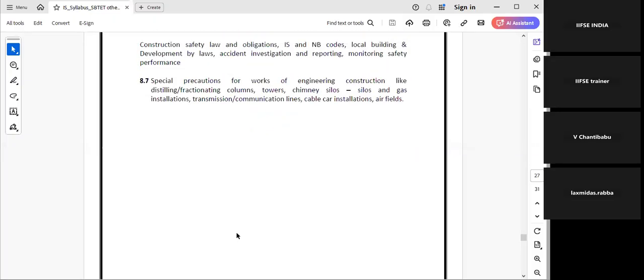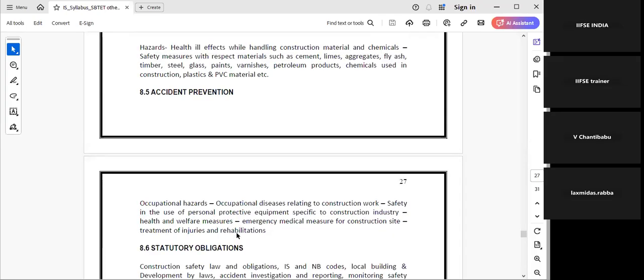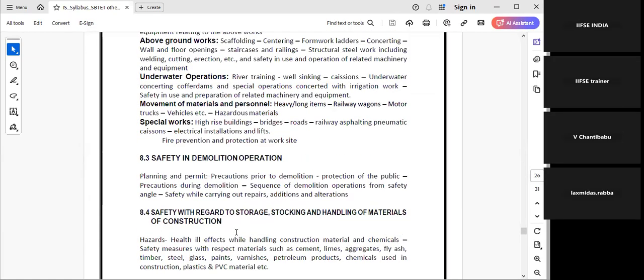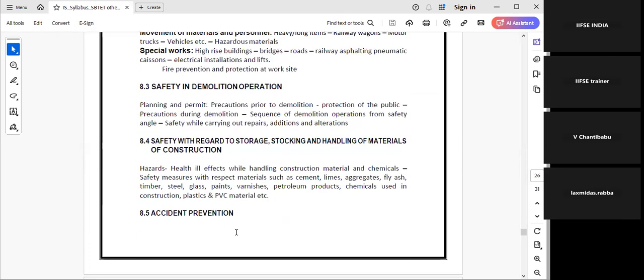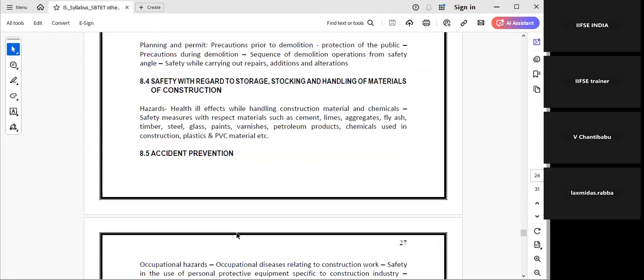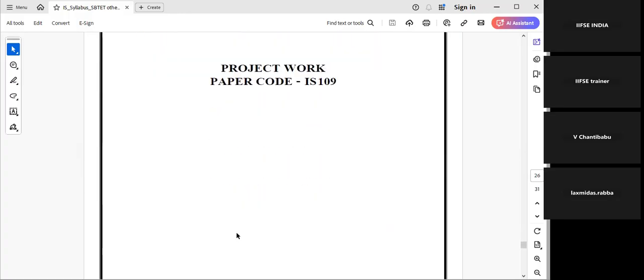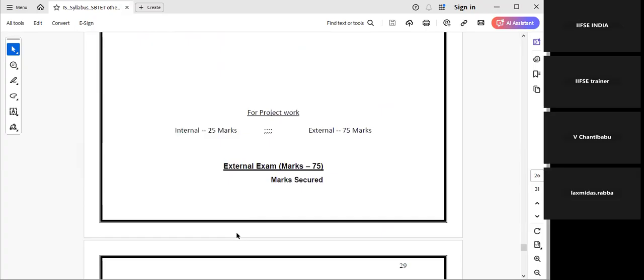Okay. If you see, comparatively IS 103 and 108 are a bit small, I mean syllabus wise, and other papers are a bit lengthy, especially the chemical paper, and IS 101, 102, 4 and 5, and 3 and 8 will be comparatively less in syllabus. Okay, then the project work, which is IS 109.